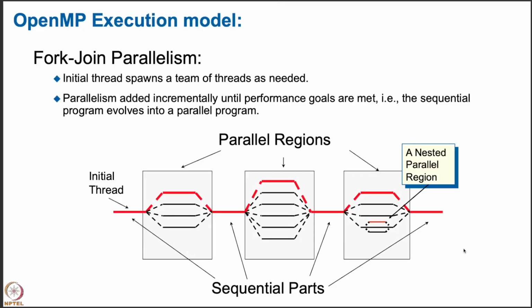Just as a reminder, the OpenMP execution model uses what is called fork-join parallelism. You have an initial thread which begins like a serial program and it spawns a team of threads as needed. The number of threads that need to be spawned can be controlled, and you can keep increasing the parallelism until whatever performance goal you need is met. You can also do nested parallelism as we had mentioned in the previous class.